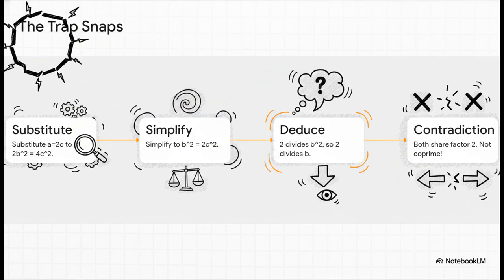But wait a minute. Now b squared is equal to 2 times something. That means 2 divides b squared, and therefore 2 must divide b. The denominator b is also forced to be even. Both a and b are divisible by 2. But remember our foundational assumption. We assumed a over b was a fully simplified fraction with absolutely no common factors. We've just created a literal mathematical impossibility, a contradiction. Because our initial assumption destroyed itself, the square root of 2 simply cannot be written as a fraction. It must be irrational. Case closed.